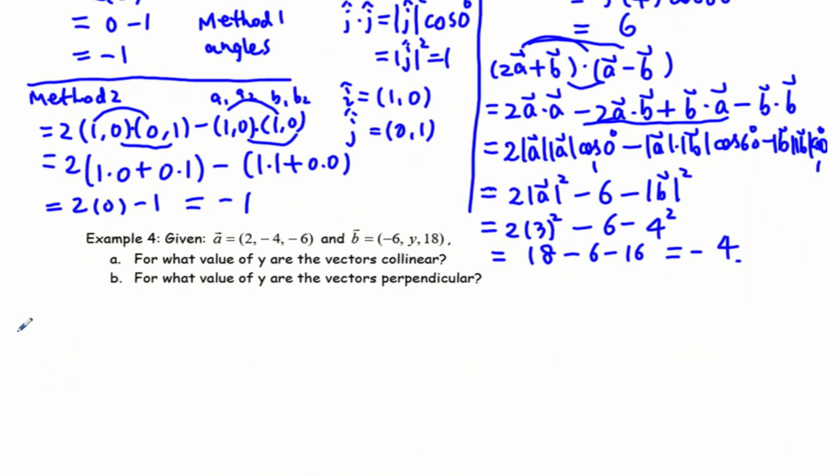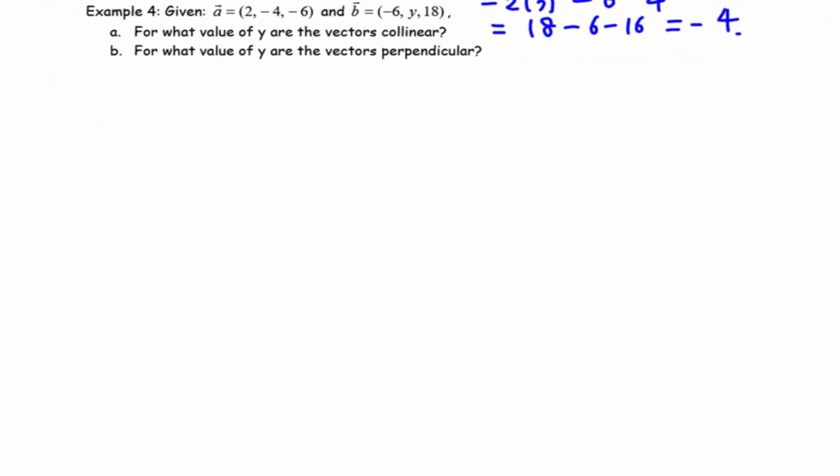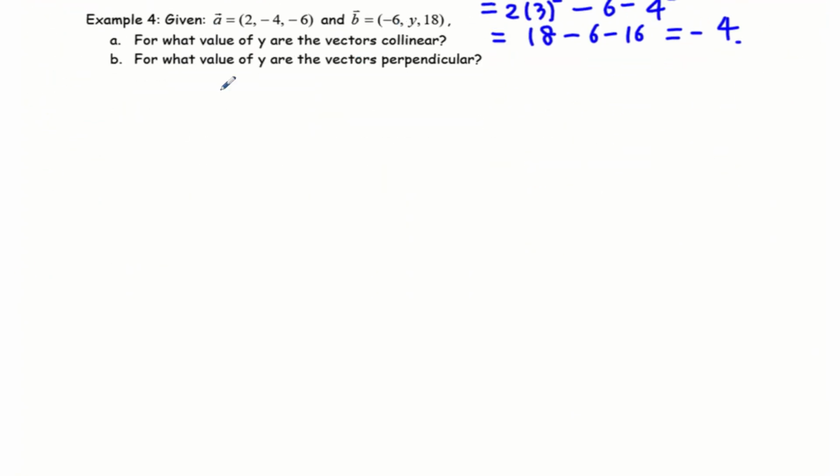Okay, then the last example, example 4. Given 3 dimensions, for what value of y will the vectors be collinear? Collinear here is another term you need to know. Collinear means parallel.